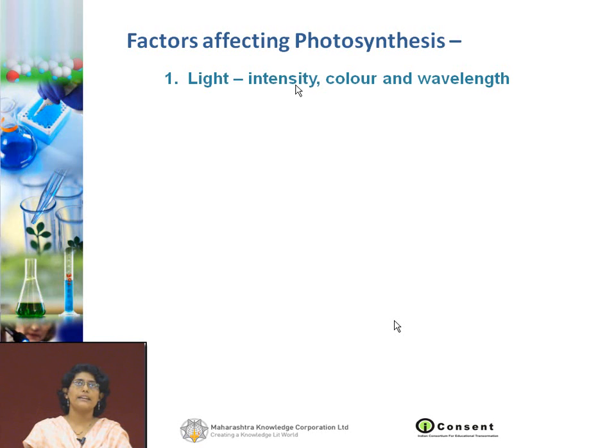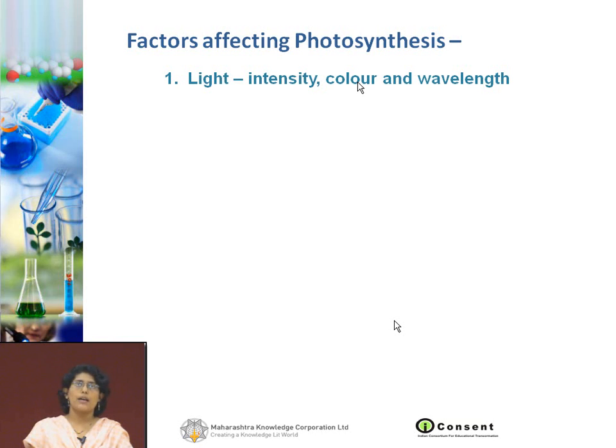So the optimum light intensity, that is the daylight which is provided by the sun, is the optimum light intensity which carries out the photosynthesis. Then the color of light. Which color of light gives the maximum rate of photosynthesis? Various colors give various rates of photosynthesis.